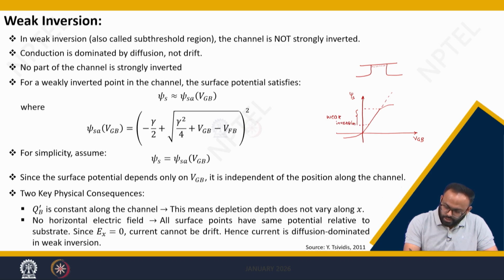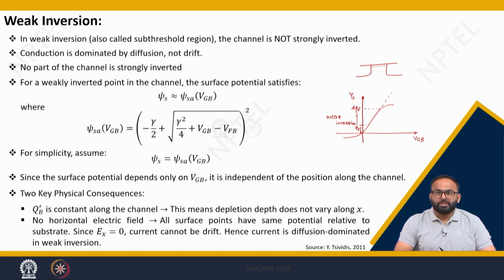Below this point phi f there was a depletion, and above phi f and below 2 phi f there was a weak inversion. In the weak inversion, the surface potential is almost fixed to a value psi SA, which is a function of VGB, where psi SA can be given by this. Meaning, if we consider my transistor operates in the weak inversion, then none of the channel side will operate in strong or moderate inversion.